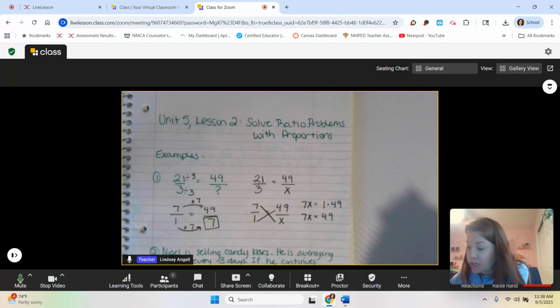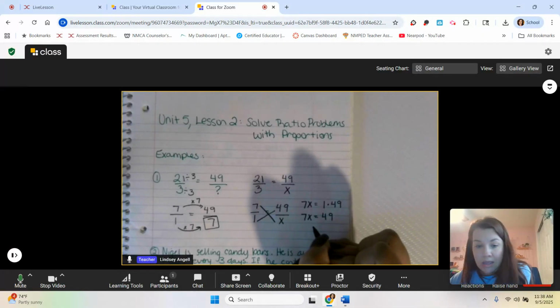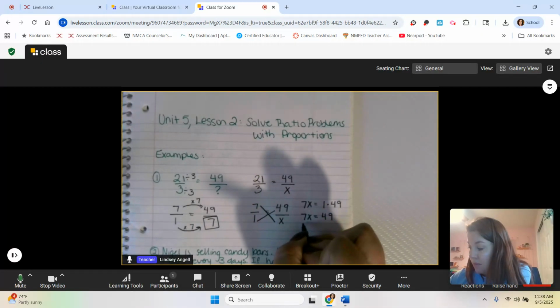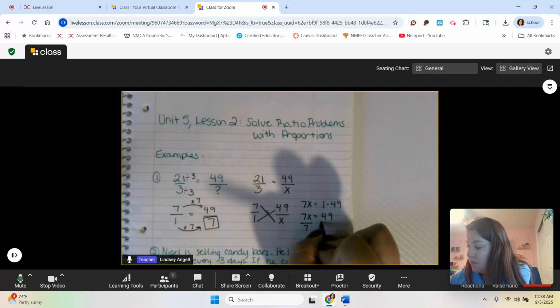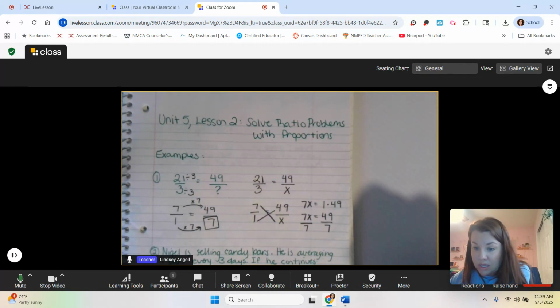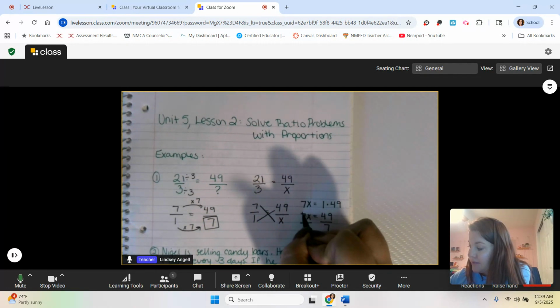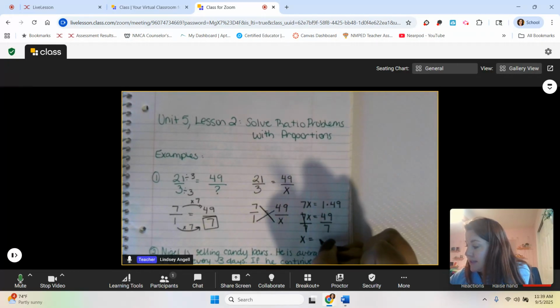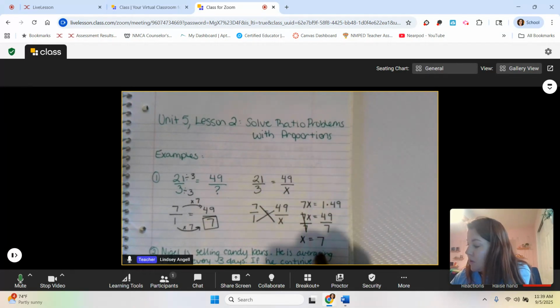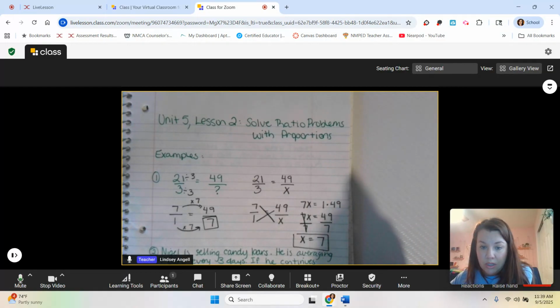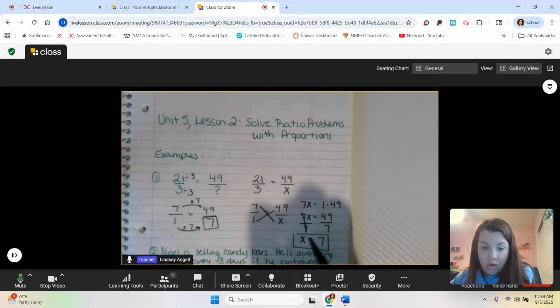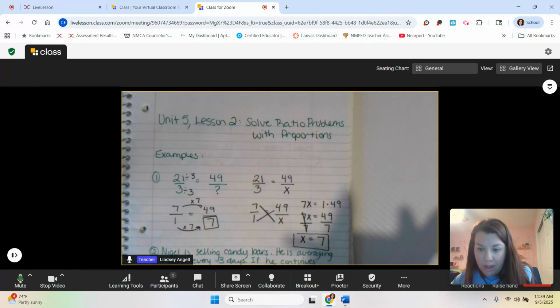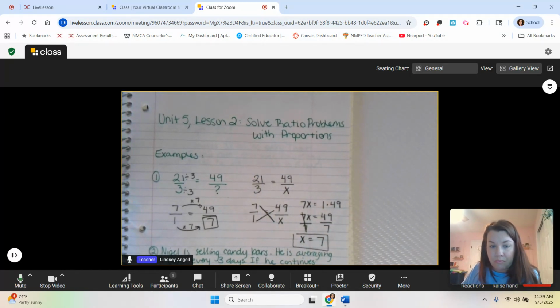This is a one-step equation. Right now I'm multiplying in my equation. To cancel that out, or to get my variable by itself, I would do the opposite operation, which is division. Whatever you do to one side, you've got to do to the other. 7 divided by 7 equals 1, so I'm just left with 1x. And then 49 divided by 7 is 7. So once again, we get down to 7 as our answer. Okay, this is a good method to know, again, because you can use it no matter what when you're trying to solve a proportion. Okay?